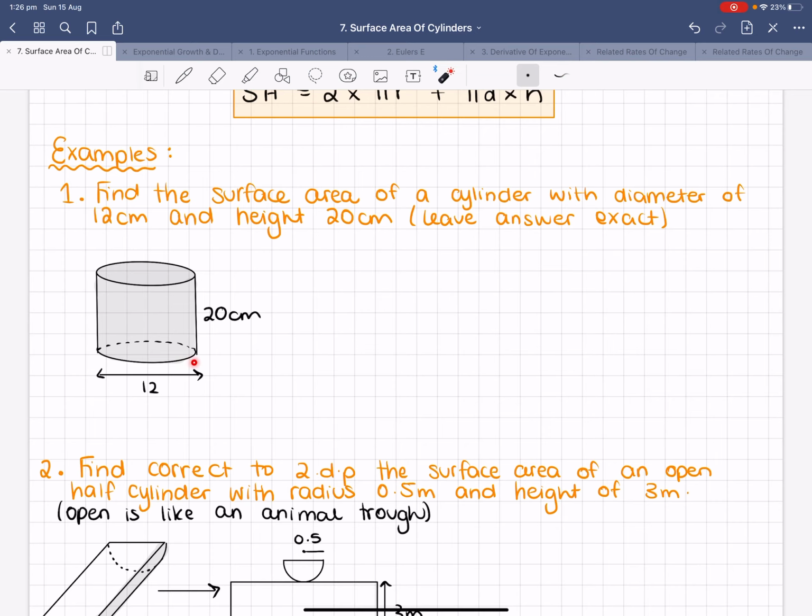Now, for the area of our rectangle, that length that wraps around the circle is given, remember, by the circumference. So to find the circumference, it was pi times the diameter, and the diameter of our circle is 12. So that's 12 pi. So then for our surface area, we need two circles plus the rectangle.